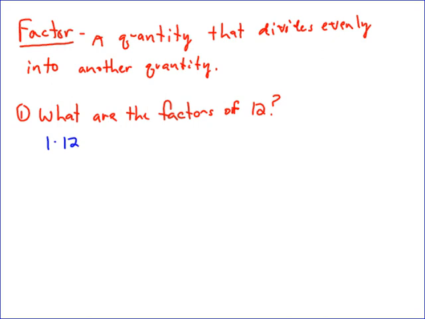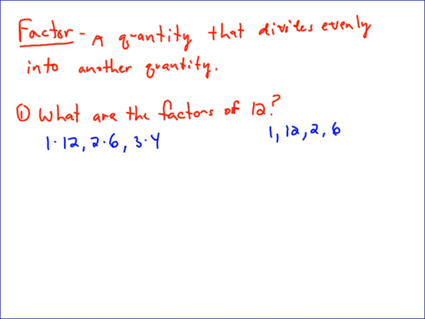So if we start with 1, 1 times 12 would equal 12. So that gives us two factors. If we're going to list the factors out over here, we now know that 1 and 12 are factors. Then the next smallest number would be 2. Does 2 go into 12? Well, yeah, it's an even number, and 2 goes into 12 6 times. So 2 and 6 are factors of 12. Then we can look at 3 and 4, and 3 times 4 equals 12.